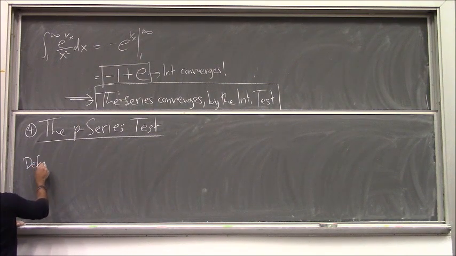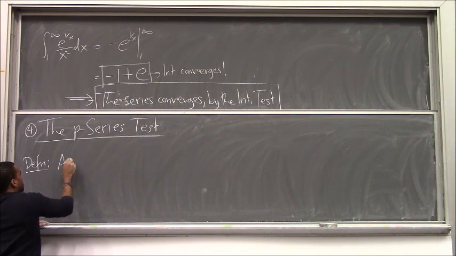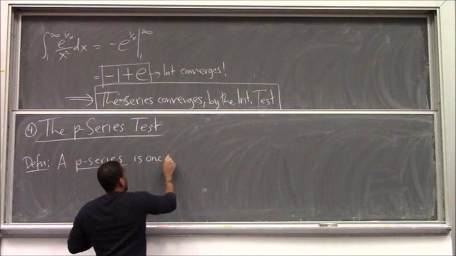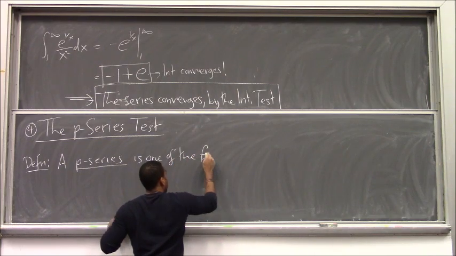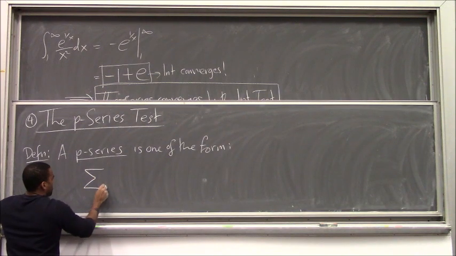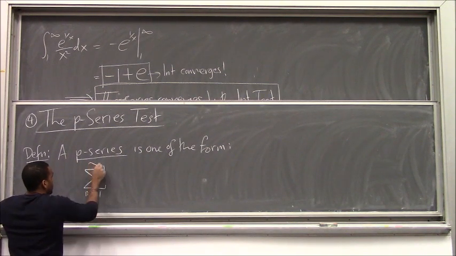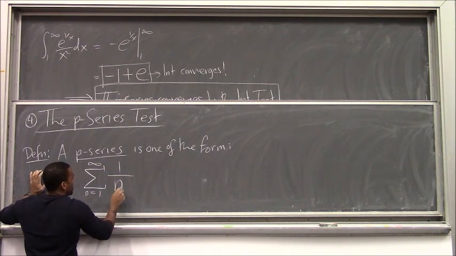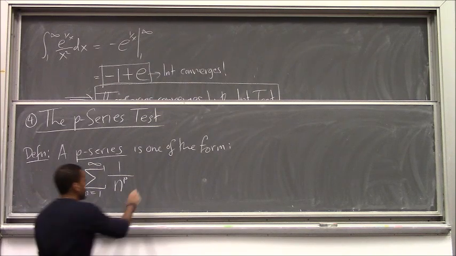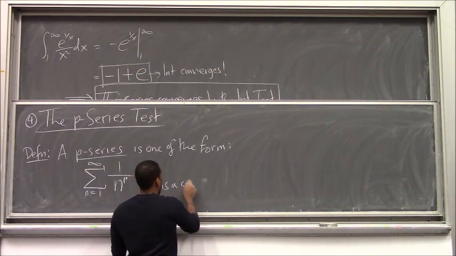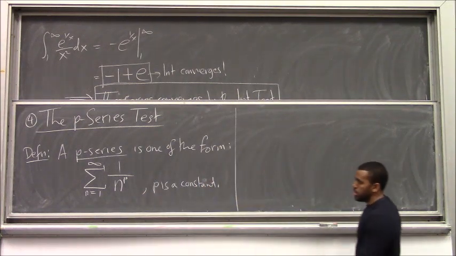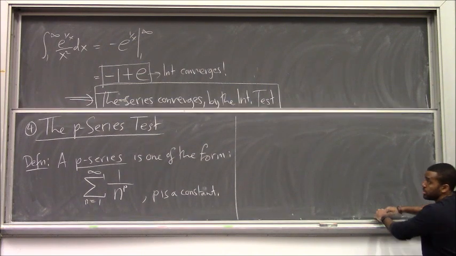Definition. A p-series is one of the form series from 1 to infinity of 1 over n to the p. Specifically that form. p is a constant, and it's allowed to be anything. It can be 0, it can be something else. That's a p-series.